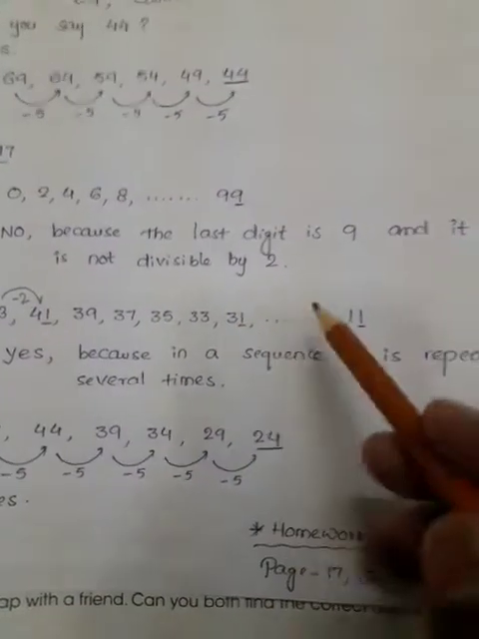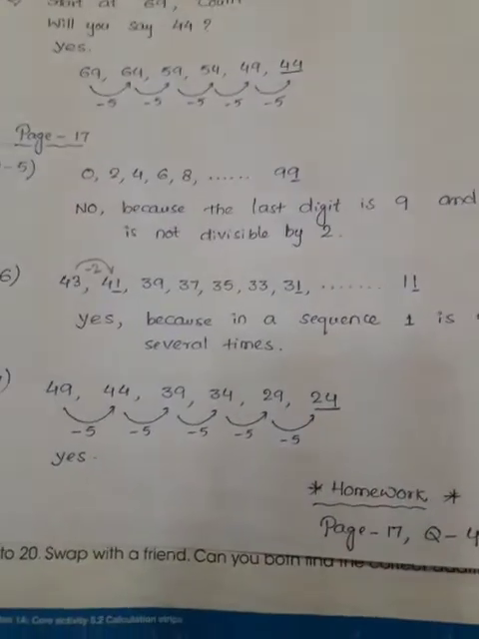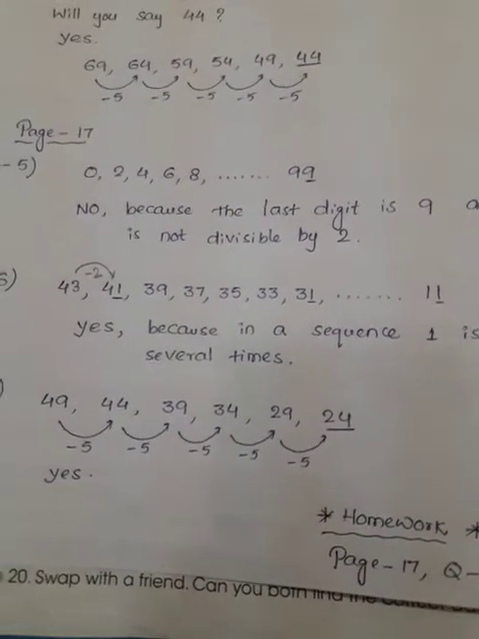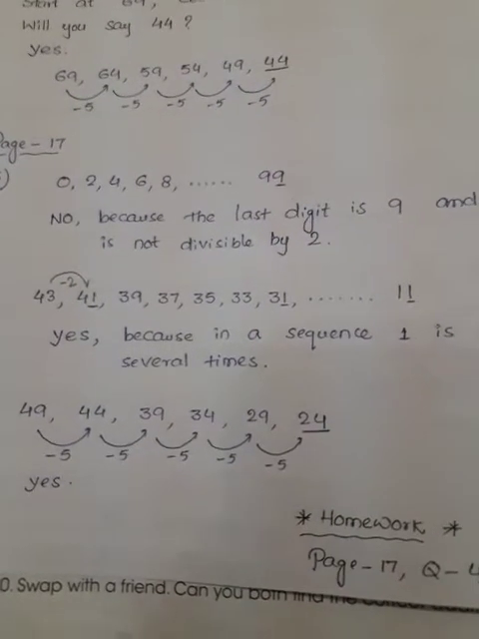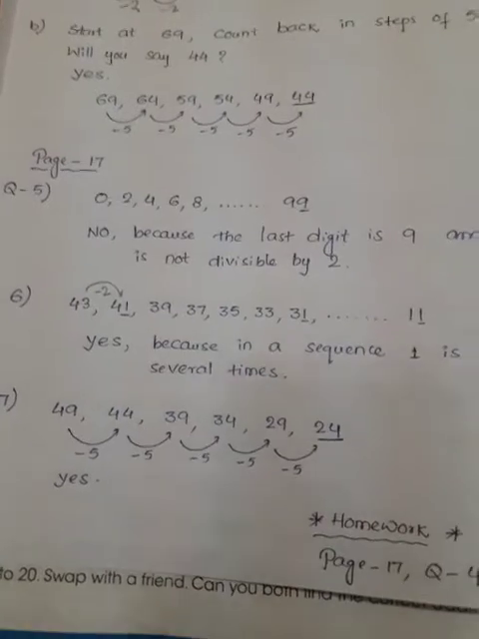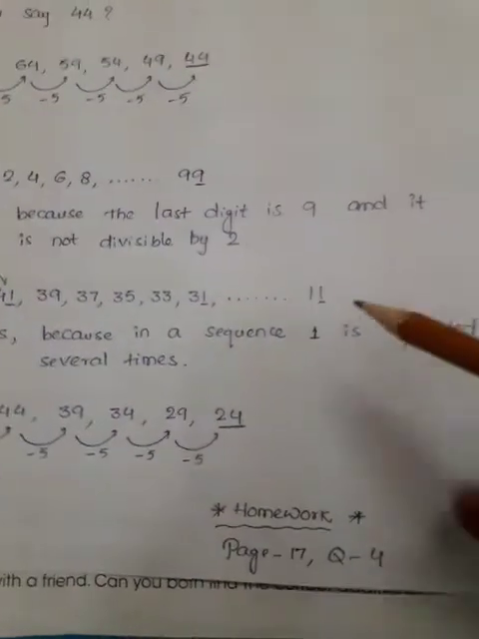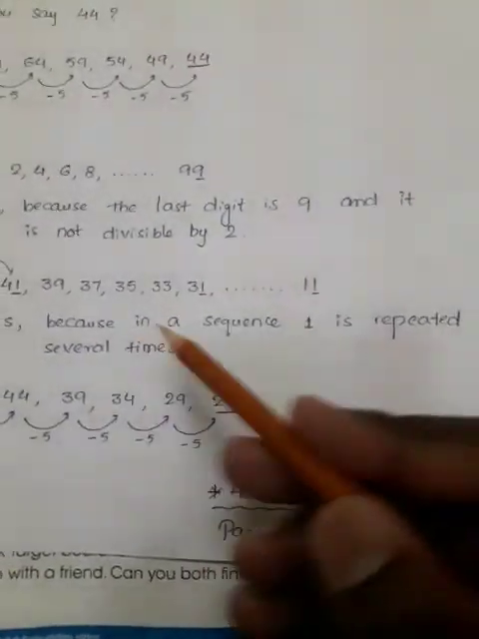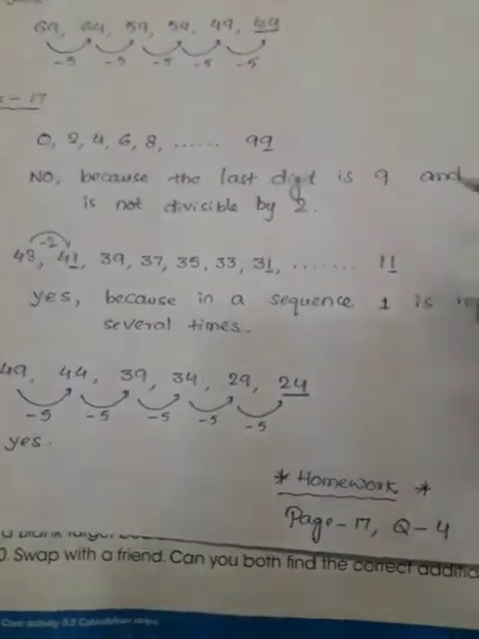So look at your 31. Now like this again, 31 minus 2 is 29, 29 minus 2 is 27, 27 minus 2 is 25, 25 minus 2 is 23, 23 minus 2 is 21. That means 1 is repeated in some places. So 1 is there in the ones place. Because in the sequence 1 is repeated several times, 11 is in the sequence.